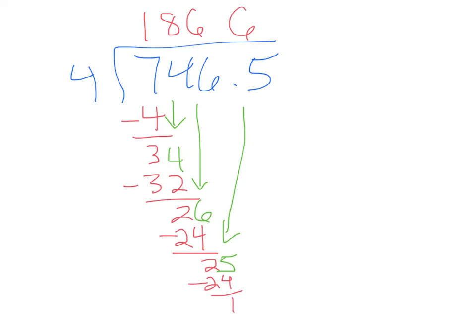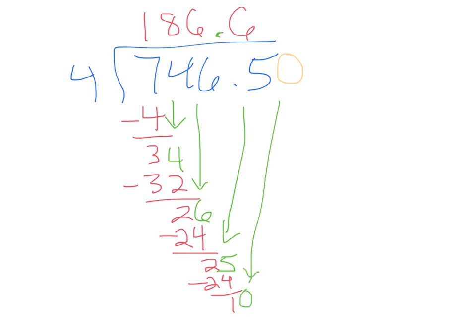Now, in decimals, the decimal that's in your problem is going to be right above it in your answer. So I'll put that up here. It's going to be 186.6 something. But because I have a remainder, I need to keep going until I get a remainder of 0. What we do is add a 0 to the end of our original problem. That doesn't change the number, it's still 746.5, but it allows me to bring down another number. So I bring down that 0.